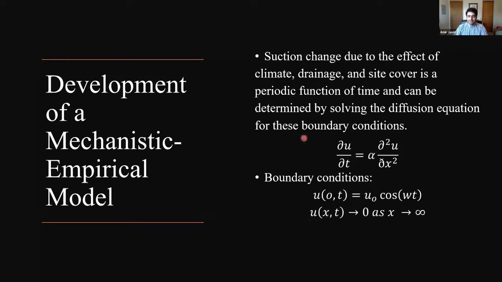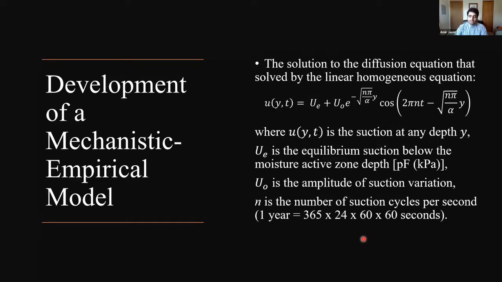But first of all, the suction change due to the effect of climate, drainage, and site cover is a periodic function of time and can be determined by solving the diffusion equation for the following boundaries. So this is our diffusion equation, and if we have these boundaries, we can find the suction changes. Now, the solution to the diffusion equation, solved as a linear homogeneous equation, gives us the following function.